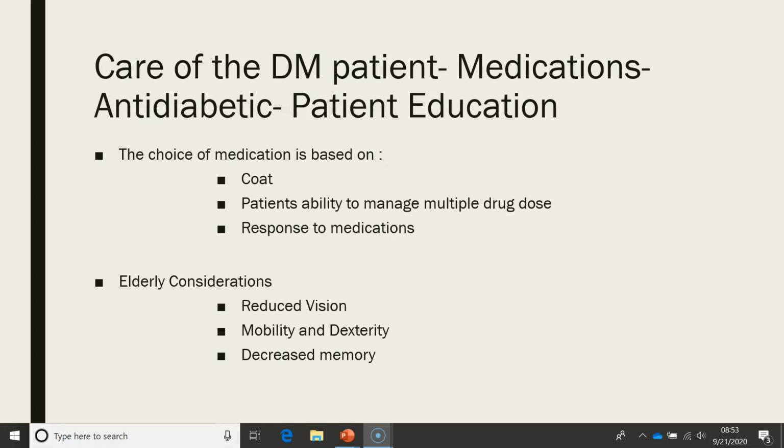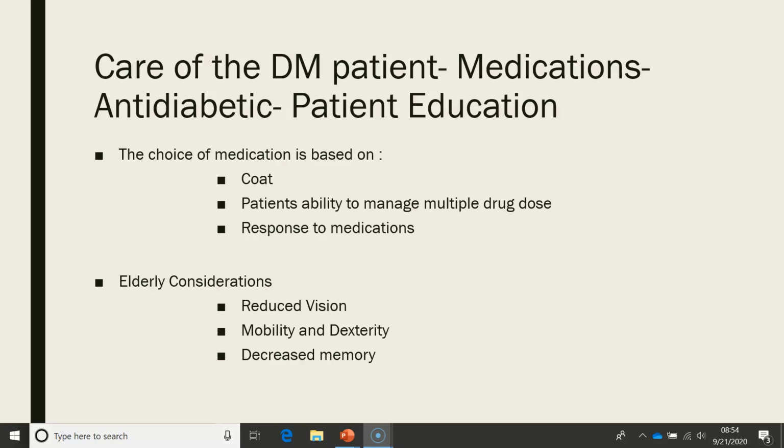Care of the diabetic patient: medications. Now, when we're talking about anti-diabetic medications, we're talking about our type 2 diabetics. And what we need to look at is that the choice of medication may be based on, let's put COP, that's cost, patient's ability to manage a multi-drug regimen, and response to the medications.